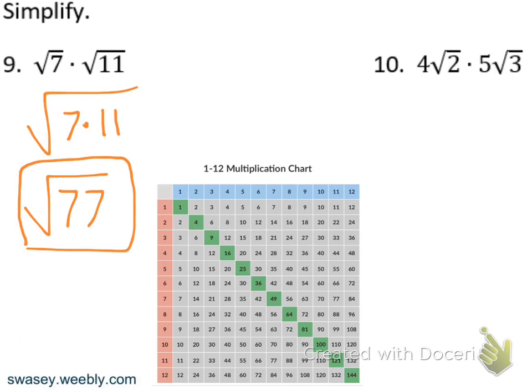When you have numbers in front of the square root, they multiply like normal. 4 times 5 is 20. And then multiply the numbers underneath the square root. 2 times 3 is 6. 6 does not have any perfect square factors, so it won't simplify anymore.